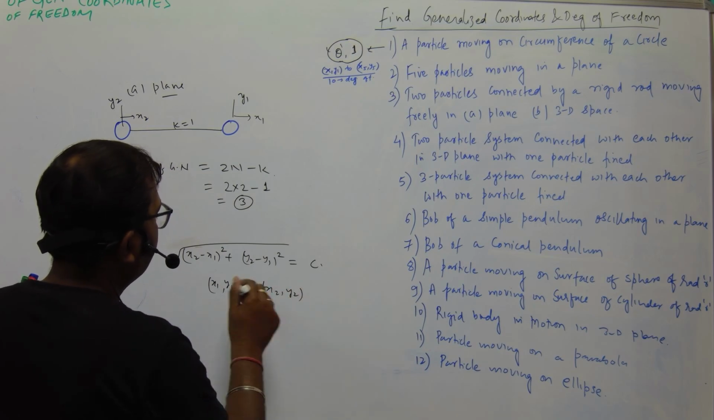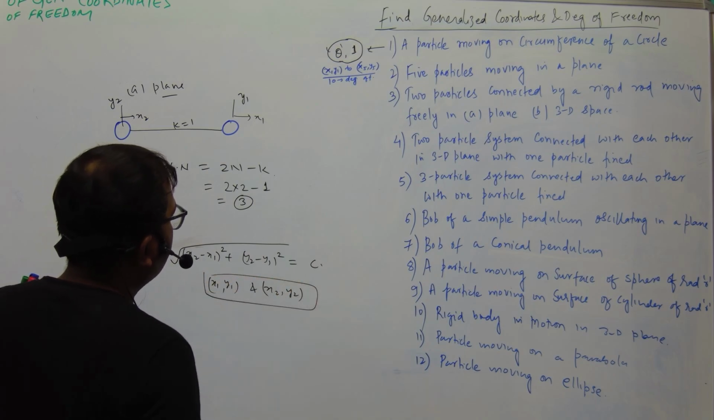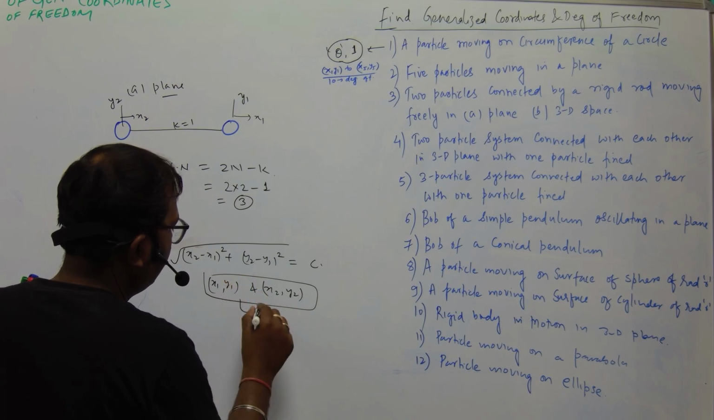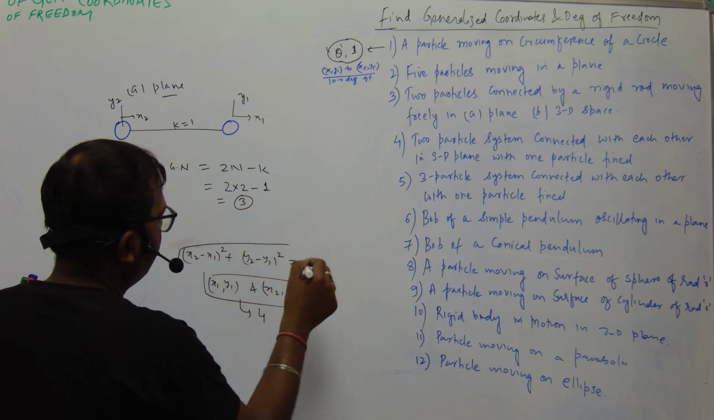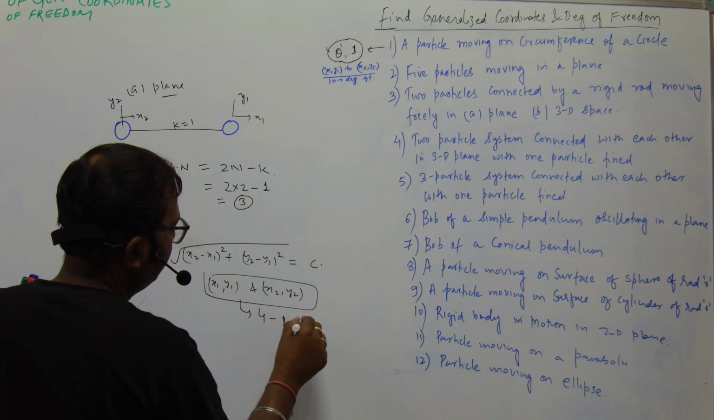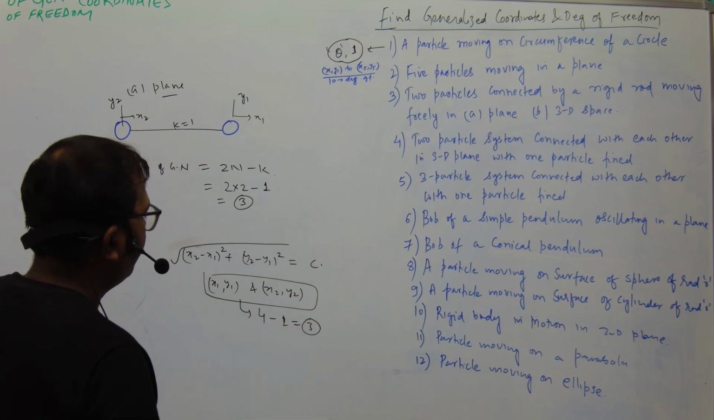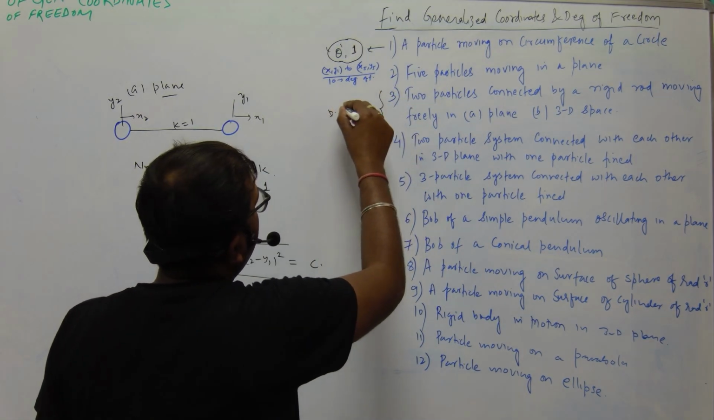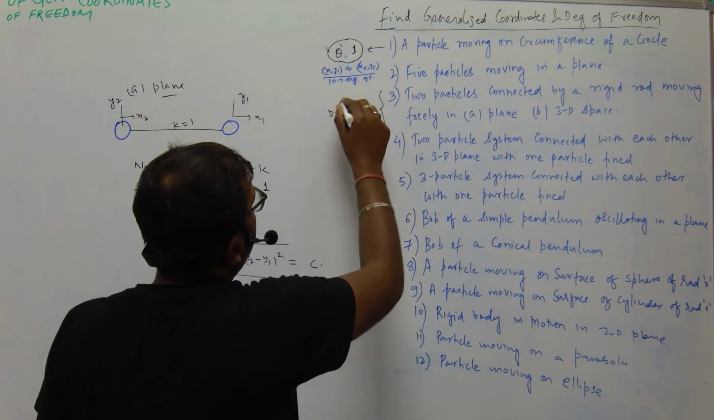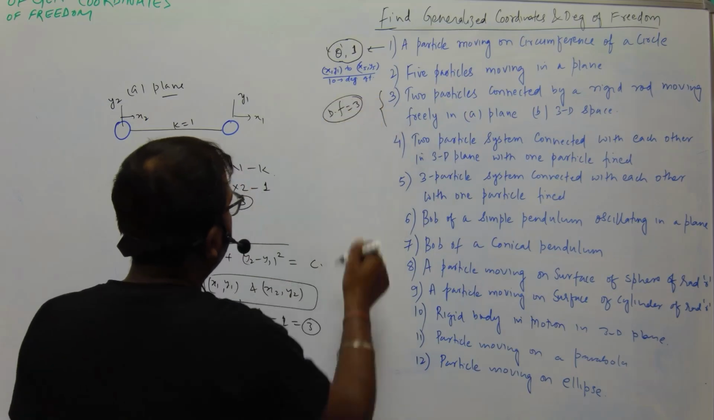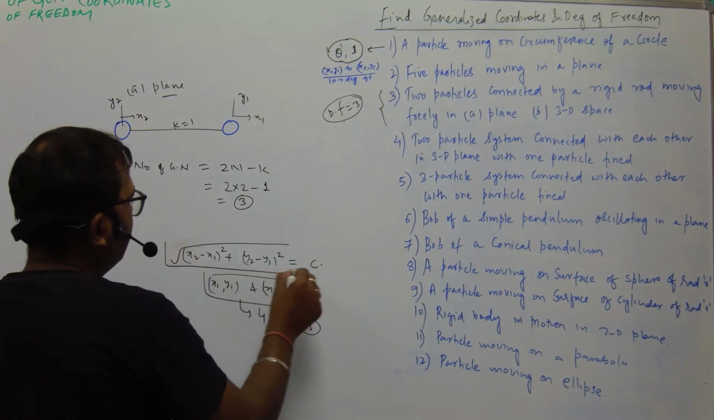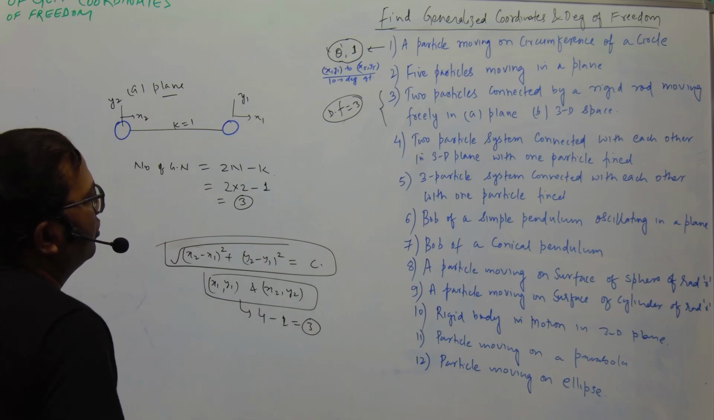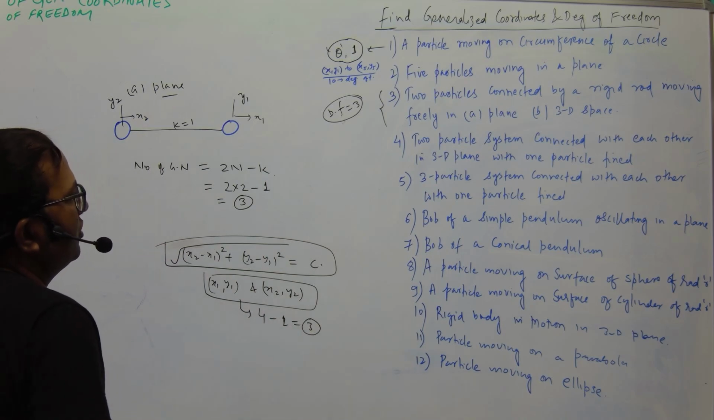Okay, so this will reduce the number of generalized coordinates by 1. So the number of generalized coordinates is 4 here and the constraint is 1 here. So this will be reduced by 1. So this is 3. Okay, so the degrees of freedom is 3 here. Okay, so due to the presence of this constraint, the number of generalized coordinates got reduced from 4 to 3.